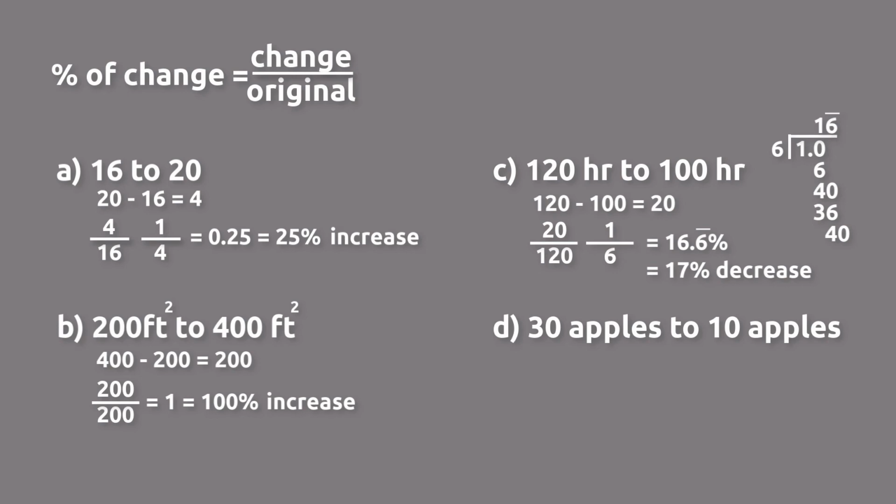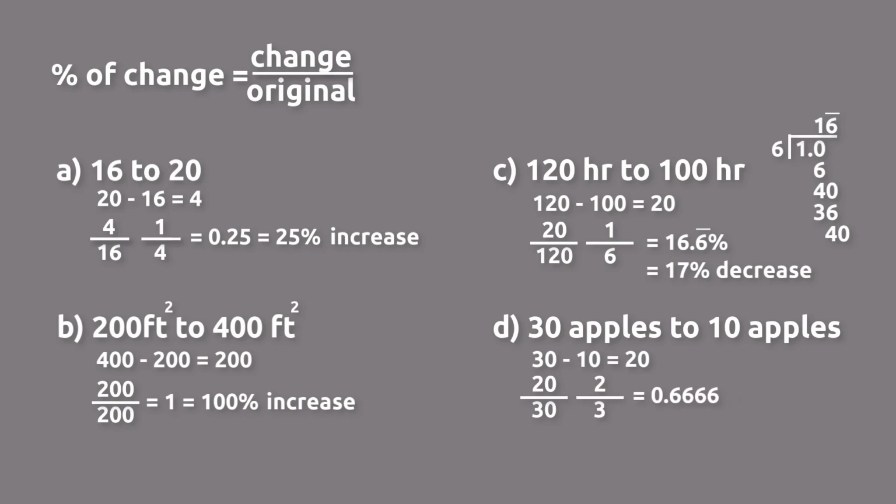And then last but not least, we're going from 30 apples to 10 apples. So 30 minus 10 equals 20. So our change is 20. Our original was 30 apples. That equals 2/3, which equals 0.6 repeating.